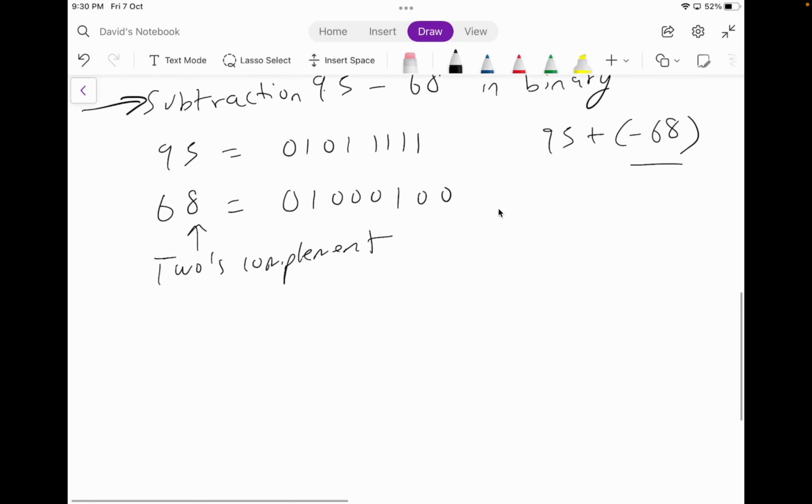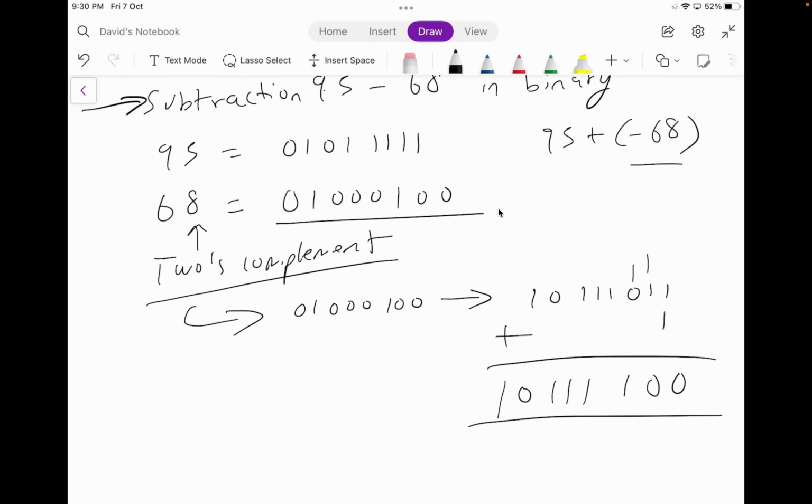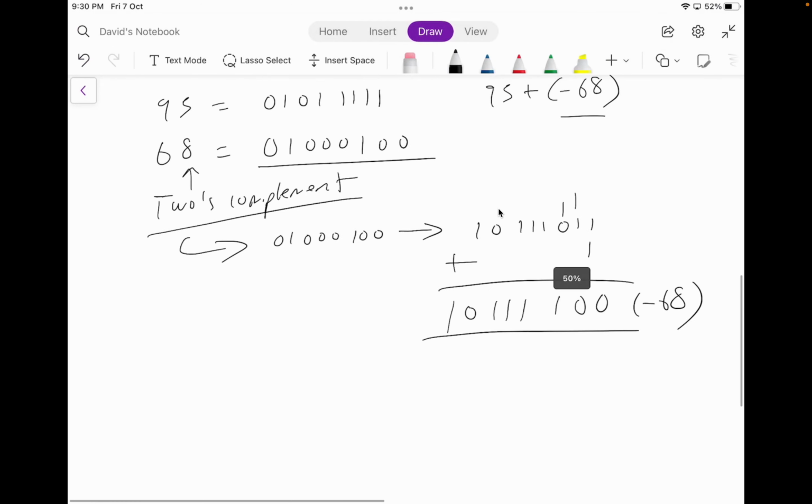So the first step, we're going to invert the digits. All right, we're going to write down the number here so that we can see it clearly. We invert the digits to 10111011, and we're going to add 1 to the rightmost bit. This is in order to do it in terms of 2's complement. So 1 plus 1 is 0, carry 1, and we get 10111100. Okay, this is going to be your negative 68.